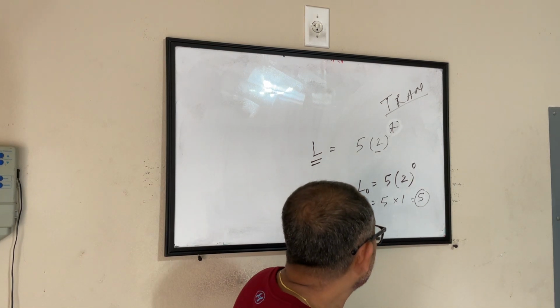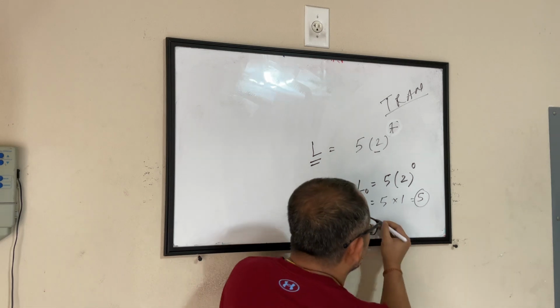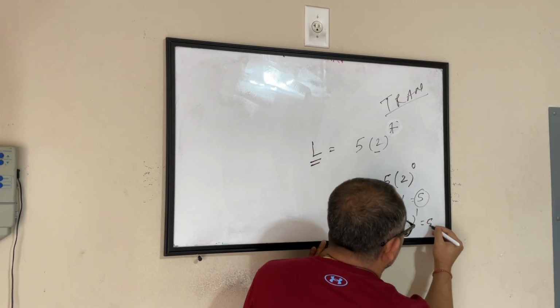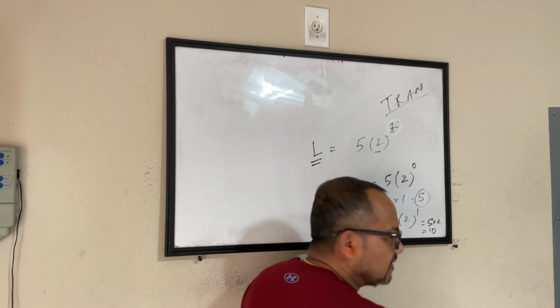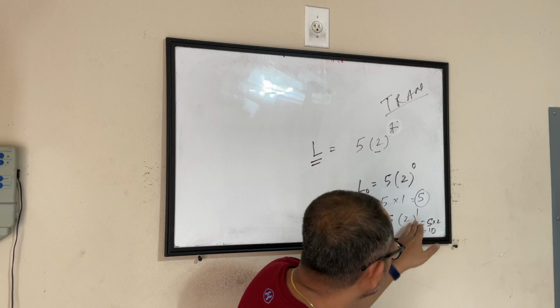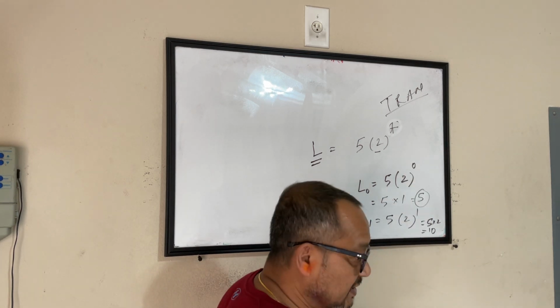Now, after 1 week, it will be what? 5 into 2 to the power 1, which becomes 5 into 2. That is 10. So after 1 week, you will have 10 leaves. After 2 weeks, you will keep on putting the value of t from 1, 2, 3, 4, and you will get the number of leaves. But that is not the question.